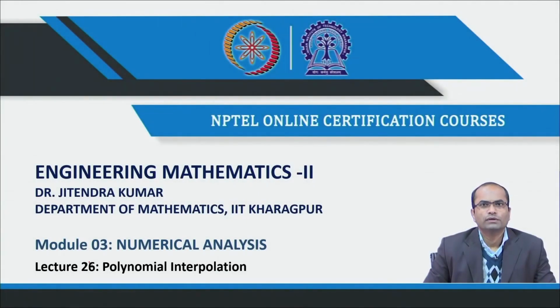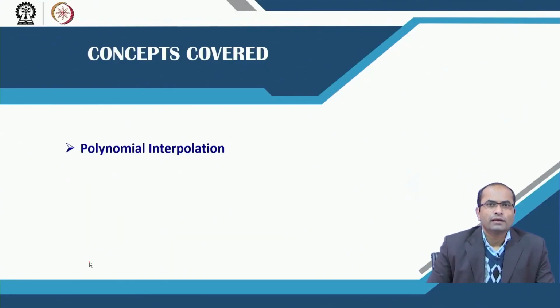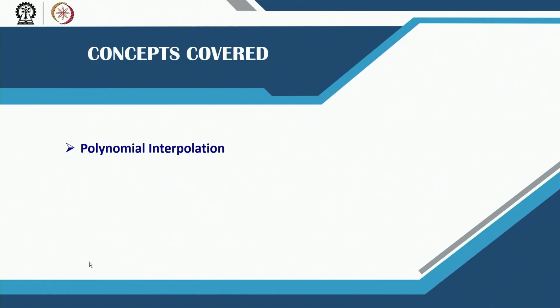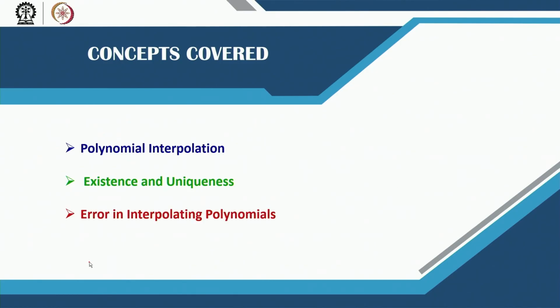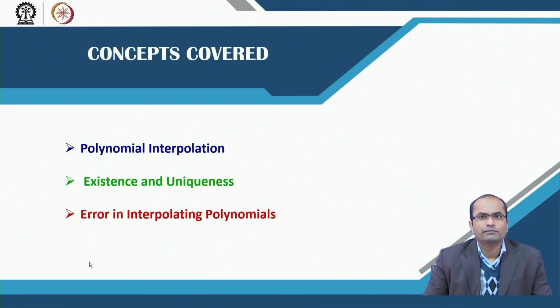So, welcome back to lectures on engineering mathematics 2, and this is lecture number 26 on polynomial interpolation, a very important topic in numerical analysis. And in this lecture we will be talking about what polynomial interpolation actually is, and then we will also be talking about the existence and the uniqueness of such polynomial interpolation. And finally, we will derive a formula which will provide us the error in such an interpolating polynomial.